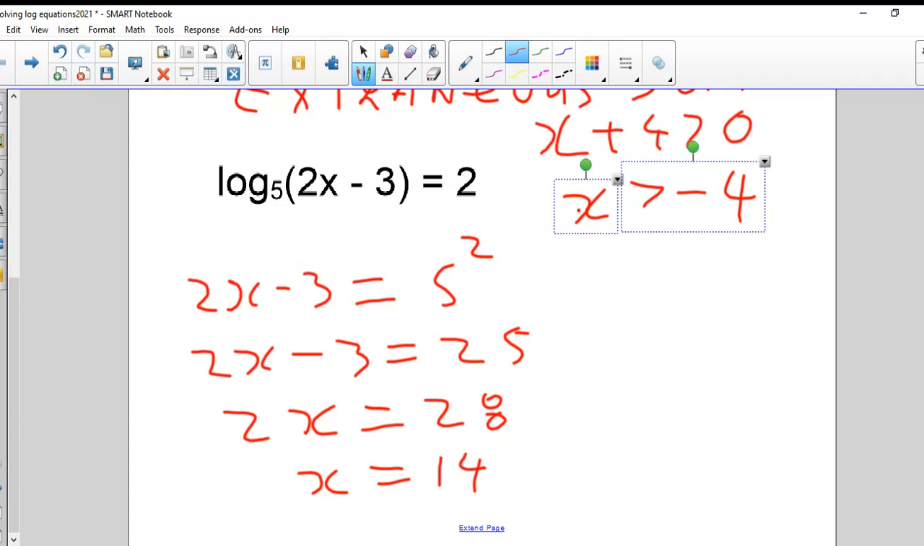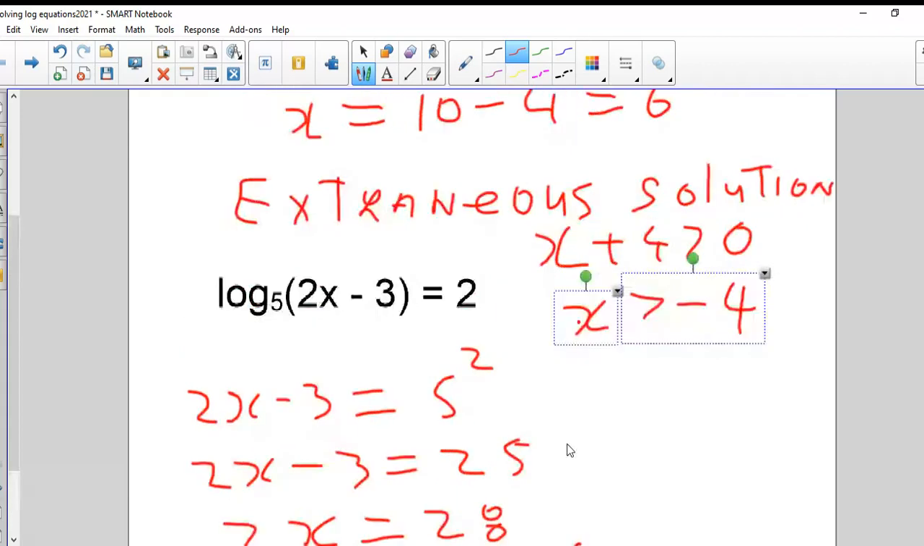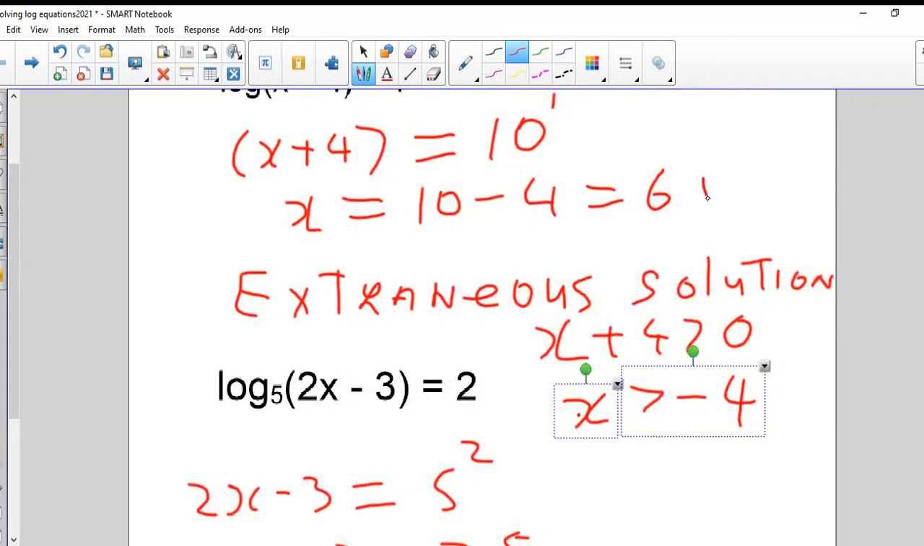So, in fact, what you can do sometimes, rather than having to solve for the restriction, is just plug that number back into the original equation and see if it works. Does 14 work? Does 2 times 14 minus 3 give us an answer which is undefined? No, it's not, because I can take the log of the number that comes out of putting 14 into this expression, so we know our answer is good. So nothing wrong with this answer and nothing wrong with this answer. Both answers are fine, right?